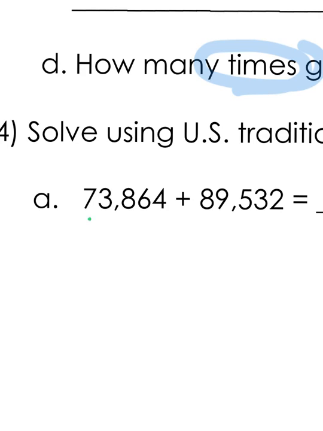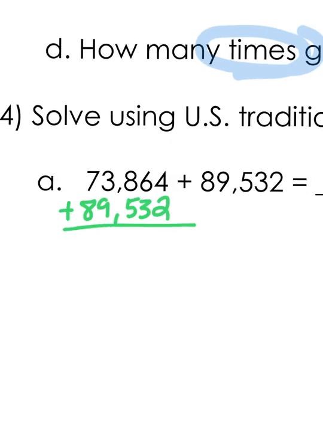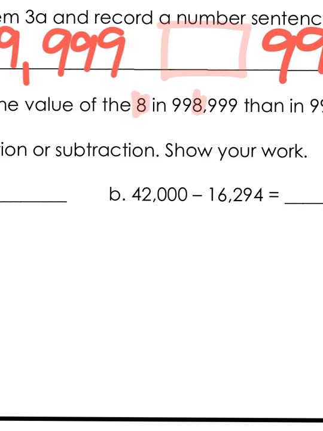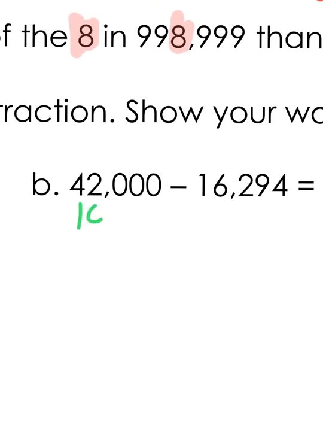Okay, so for example, 89,532, when you write it directly below 73,864, you can start to see where you might have to regroup some place values. Here's the other problem. 42,000 minus 16,294. Now, I'm going to show you how a lot of kids would approach this problem and why that approach is wrong.